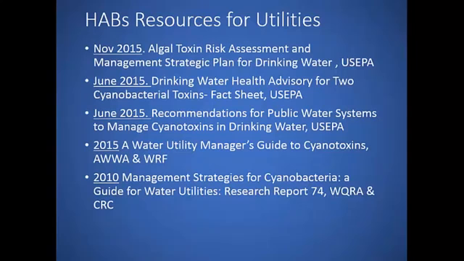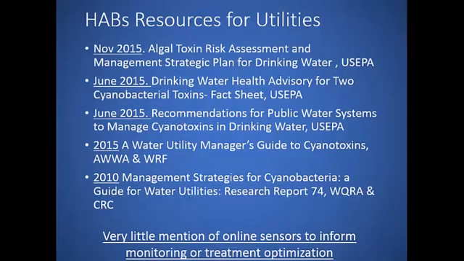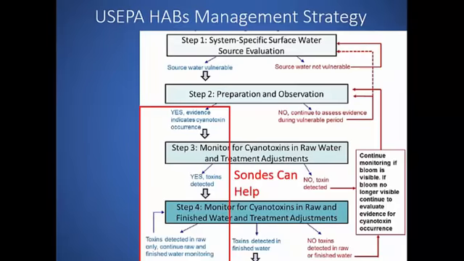I'm just going to walk through a few basics of those plans and how I think SONs can help. One thing is, if you read those documents, some of them are more planning based. They're steps, but they're not very detailed. And there's very little information on online sensors and how you could potentially use those in your operation to save money and also increase your confidence in what's happening with the source water. If we look briefly at the US EPA's HABs management strategy, I pulled this from their document. They have 5 steps here. The last step I didn't show, step number 5, but the first step is a source water evaluation.